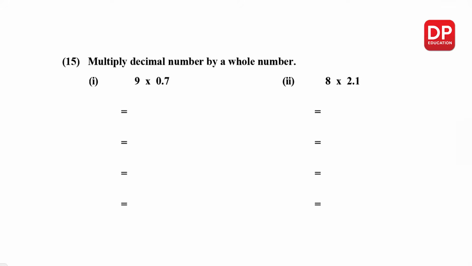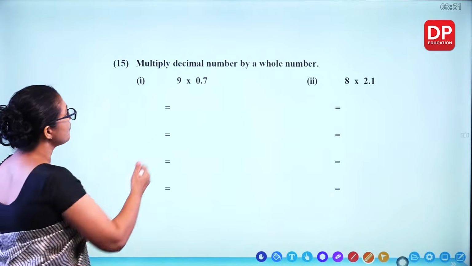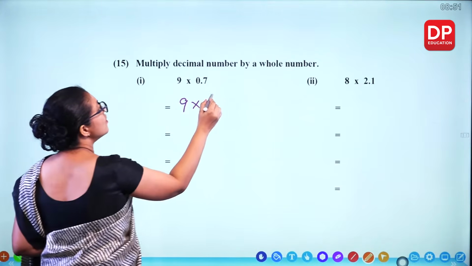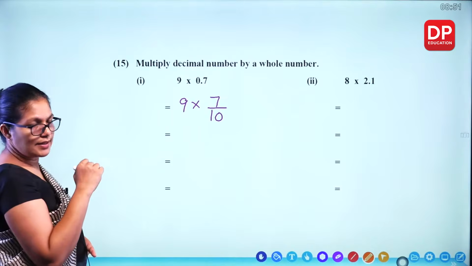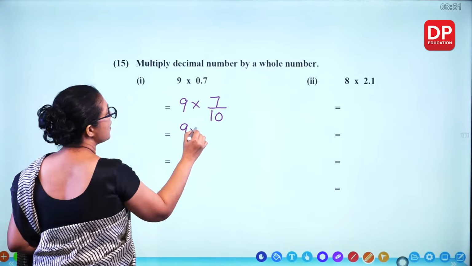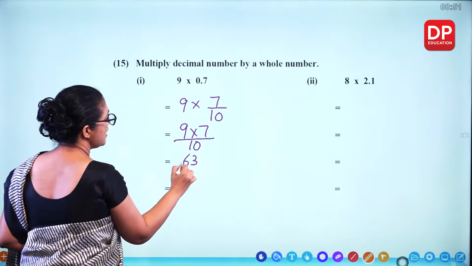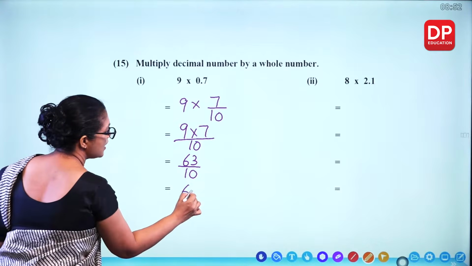Multiply decimal numbers by whole number. Now multiplication. So what you do? We can write 9.7, we know as a fraction, 97 over 10. Then multiply the numerator separately. You get 9 times 7, 63. 63 over 10, 6.3.